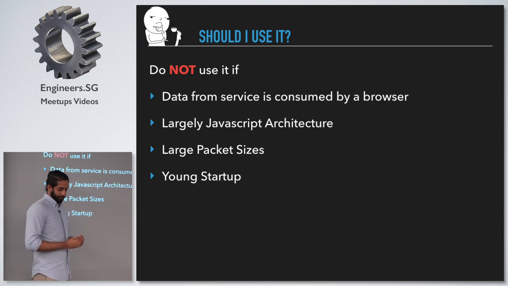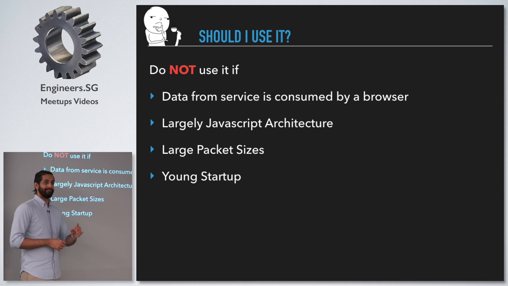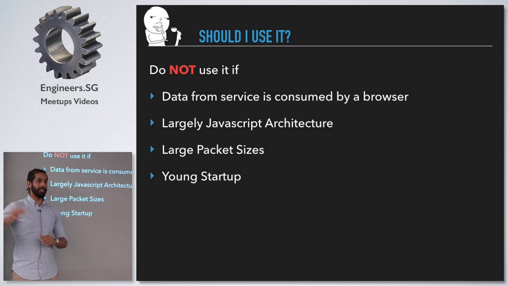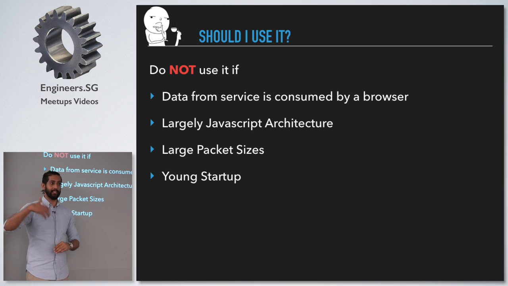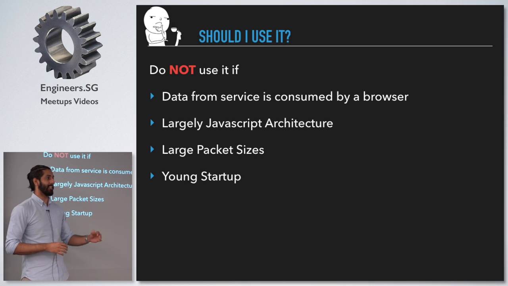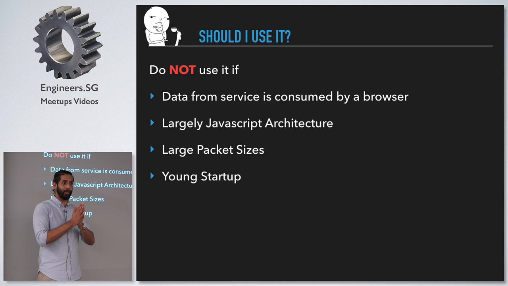Next. Your large packet sizes. So protobuf excels in a very specific file size. If you hit above 1 MB, then you need to rethink your architecture, right? If you're transmitting more than 1 MB of data per packet. And if it's below 300 KB, then when you gzip your JSON versus your protobuf, right, they're almost the same. So the packing is something that you need to think about.